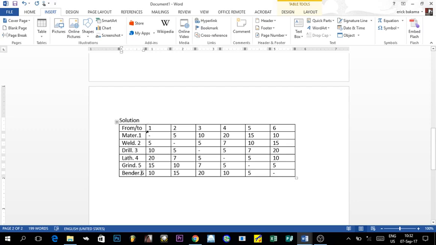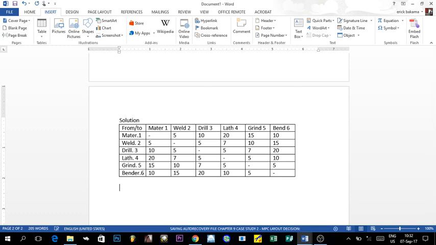So we do the same for the columns. We have the material here. After material we have the welding here. After the welding we have the drill, and after the drill we have the lathe, and then we have the grinders, and after the grinders we have the bender here. Now from here we can start working. We can start with our calculation.